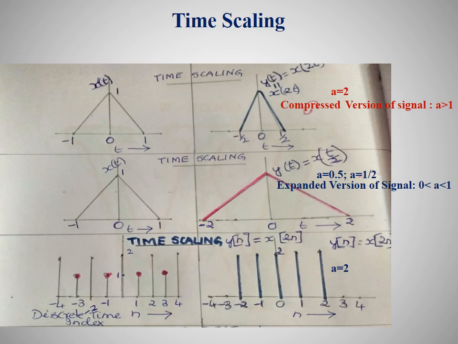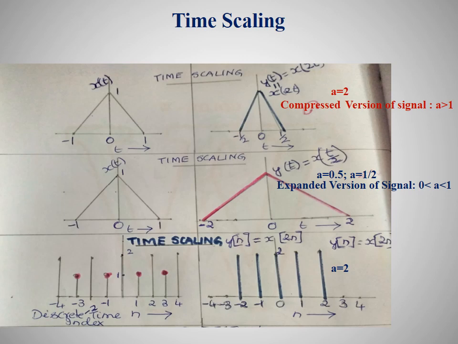The time scaling is also shown for a discrete case where y of n is going to be equal to x of 2n, and it could be seen that the graph shows that the value of the signal at n equal to 0 is 2, at n equal to 1 and 3 it is 1 respectively, at n equal to 2 and 4 it is 2 respectively, at n equal to -1 and -3 it is 1, and at n equal to -2 and -4 it is 2 respectively.